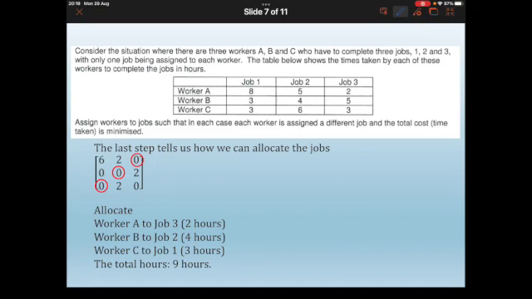Now, therefore, the last step tells us how we can allocate the jobs. So we allocate worker A to job 3, which is 2 hours. You need to refer back to this table, 2 hours. And worker B to job 2, 4 hours. Again, refer back to the table, and then 3 hours, which is worker C. So think about it, you can use the Hungarian algorithm instead of writing out every single combination. In this case, you can see that the total is actually 9 hours.